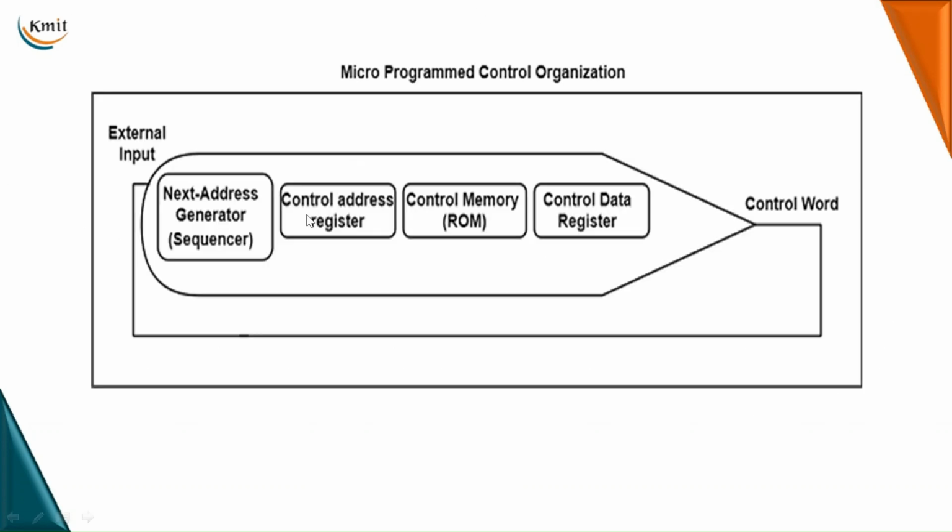So let us see this with a diagram. If you see here, this is a control memory. Here the control memory is typically considered as a ROM, read-only memory. So as we already know, ROM is a read-only memory, which means that you can only perform a read operation on the contents of the memory. You cannot update or write. Once the contents are written into the ROM, they cannot be updated. So that is the reason we call it a read-only memory.